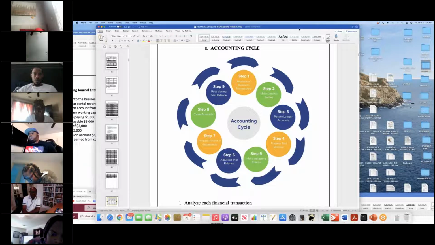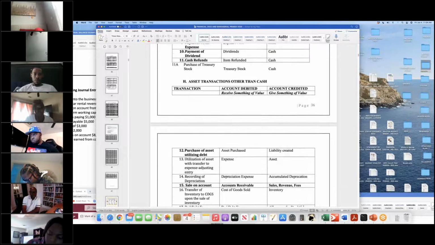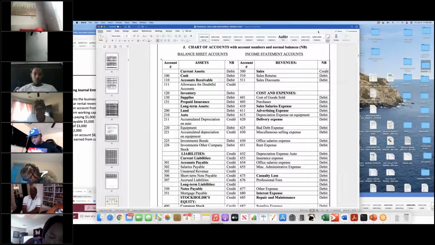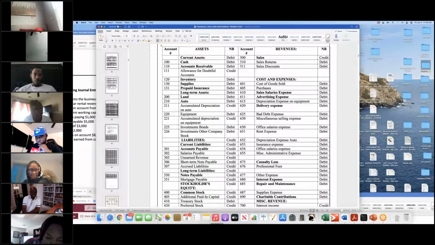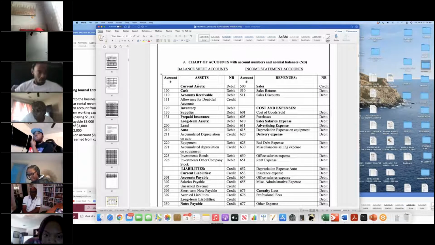As we move to this step, our chart of accounts is important. When we put accounts in the ledger, they need to be in the same order that they're in this chart of accounts: the assets, the liabilities, stockholders' equity, revenues, and expenses. So you're going to keep your accounts in this order.